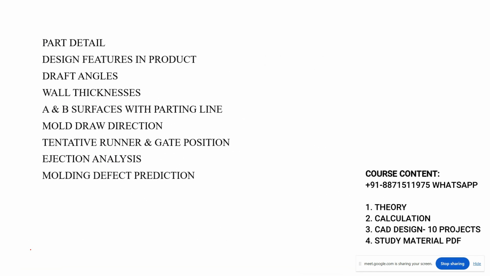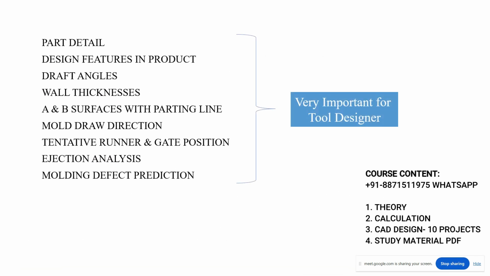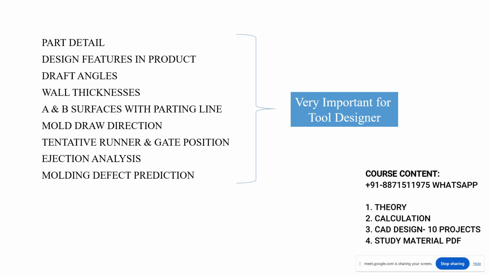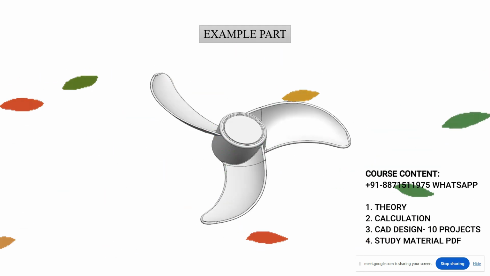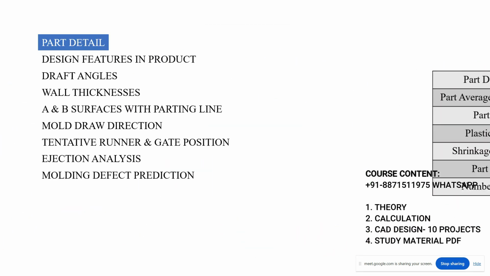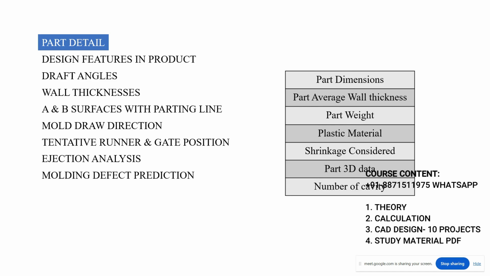Okay, so check them one by one. Basically all these points are very important for a tool design engineer. If you are going to design a mold for a specific component, you should have knowledge about these points. For example, I am taking this fan component. Now see part detail. In part detail you have to show part dimensions, part average wall thickness, part weight, plastic material, shrinkage considered, the part 3D data, and the number of cavities.